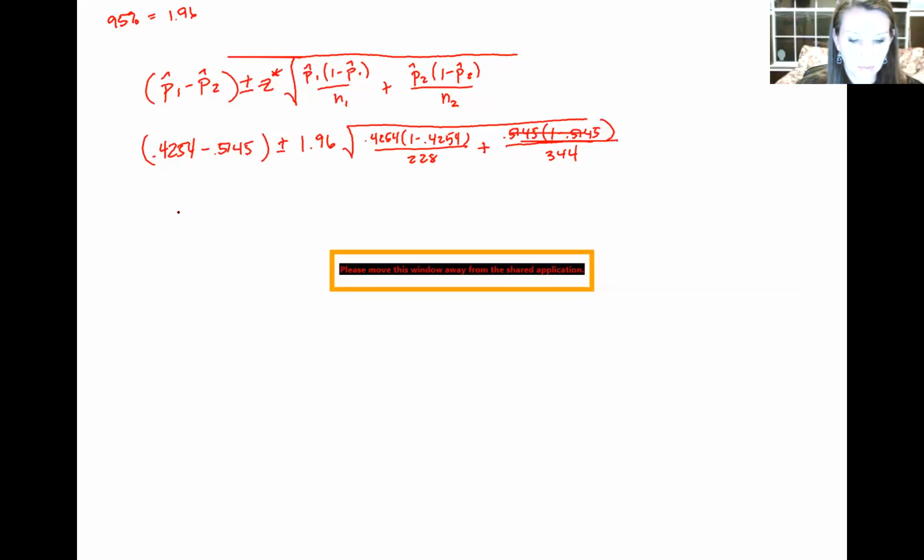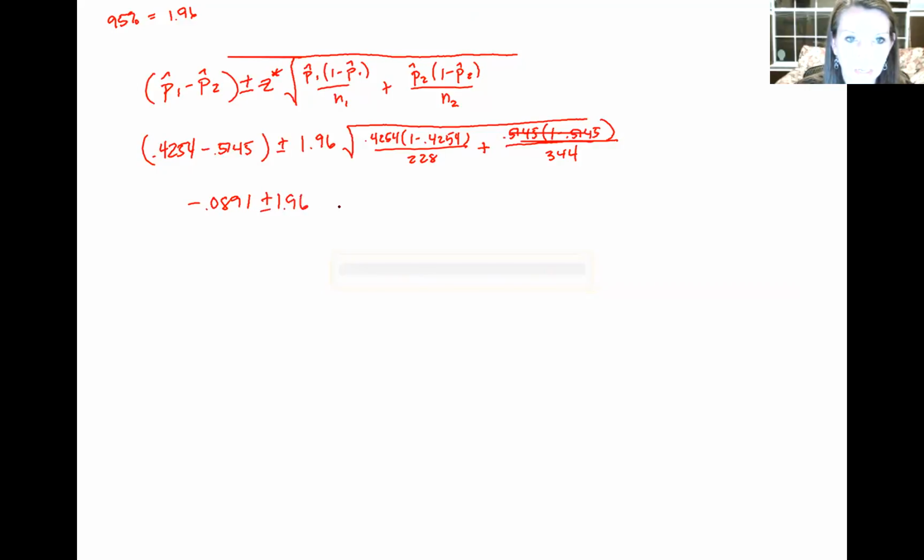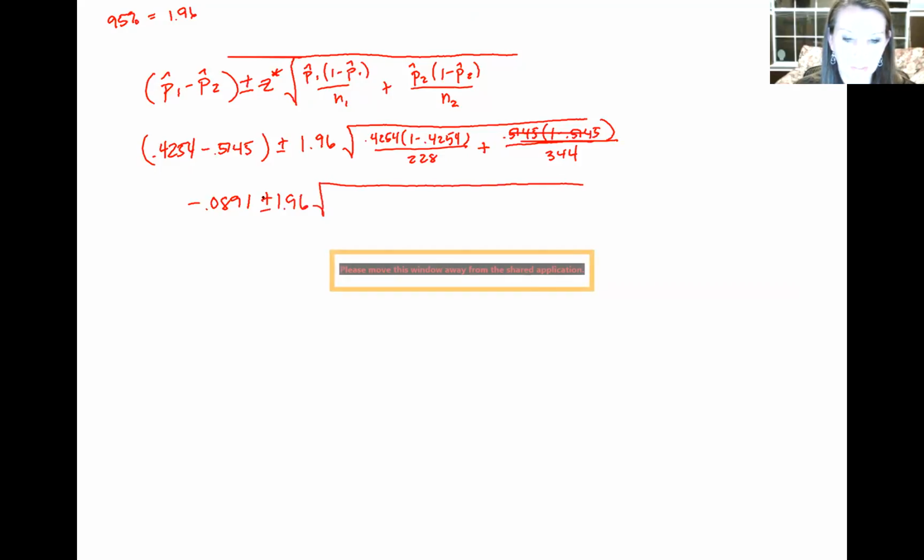So I get 0.4254 minus 0.5145. That part's the same as the previous problem, negative 0.0891 plus and minus 1.96 times the square root. So I'm going to do each of these little portions separately under here just for some intermediate answers.